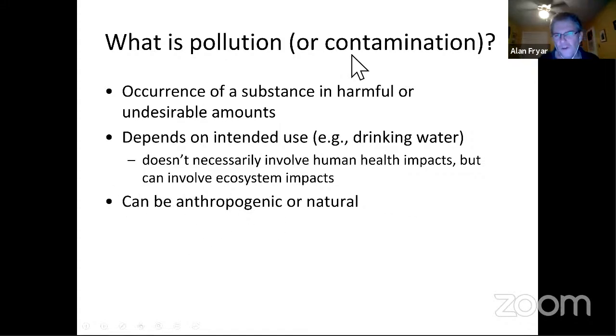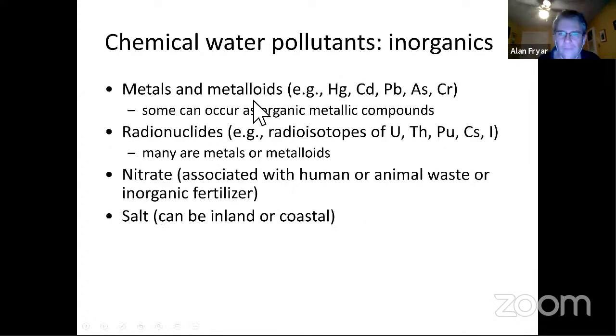And finally, there's some debate about this point. Some people say pollution or contamination has to result from human activity, but increasingly there's a group of us who would argue that you can have water that you consider naturally polluted, because you have some substance that's naturally occurring that exists in harmful, undesirable amounts.